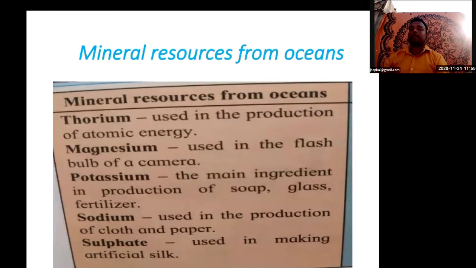Sodium is used to make paper and cloth. The last, sulfate, is used in making artificial silk. Sulfate, that is artificial silk. So these are the mineral resources.